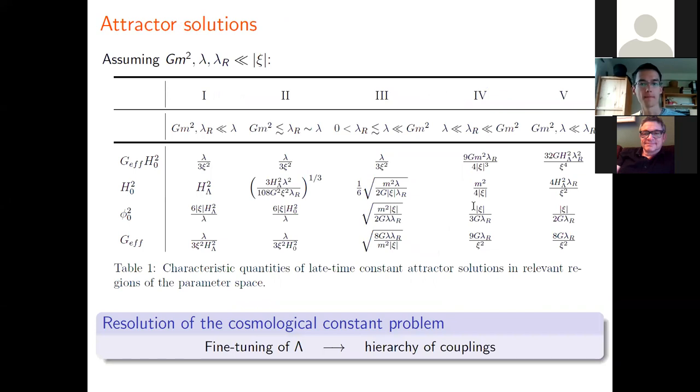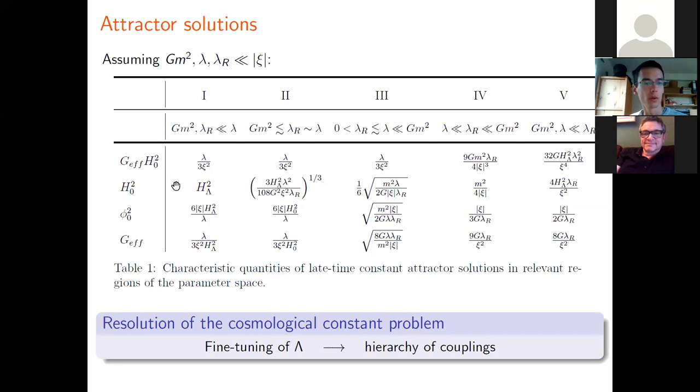Here is a table that describes the attractor solution for various choices of parameters in the model. Those parameters are these interaction terms, and as I said, we need those to be much smaller than the non-minimal coupling size. There are various ways to arrange for this hierarchy. So you have subregions in the parameter space where you can order the parameters, their size, differently, and then you can read off in each subregion of the interesting parameter space what the characteristics of the attractor solution are.